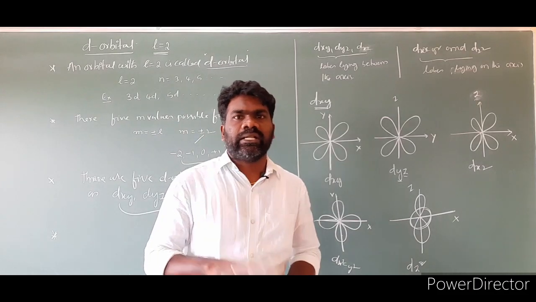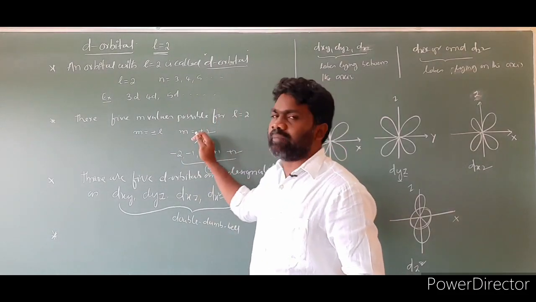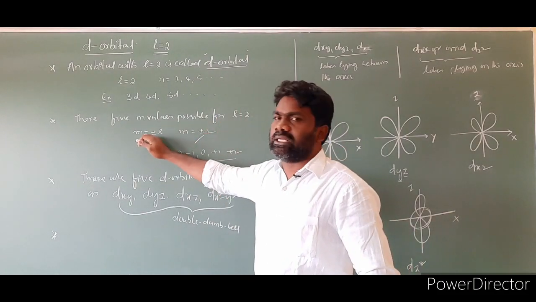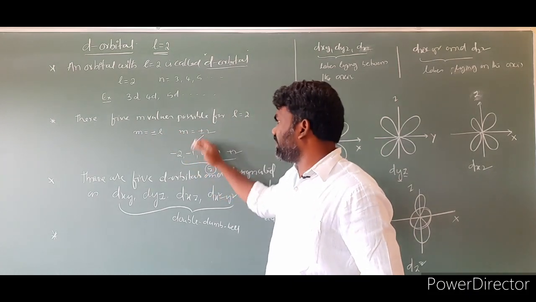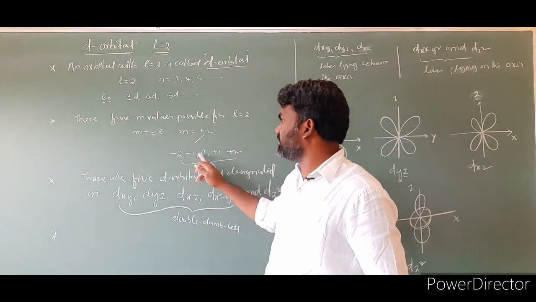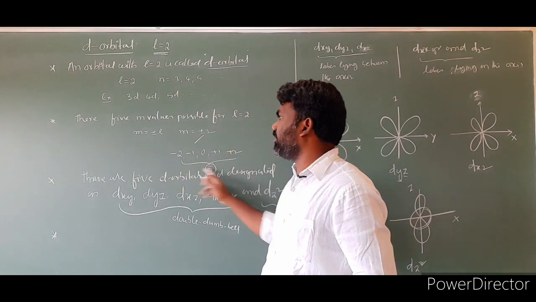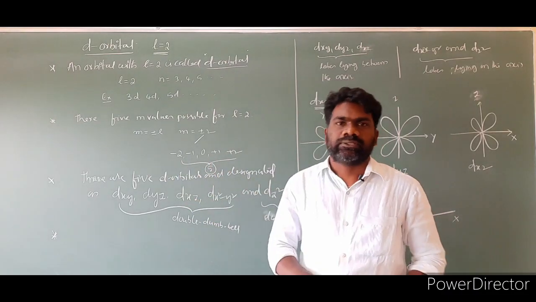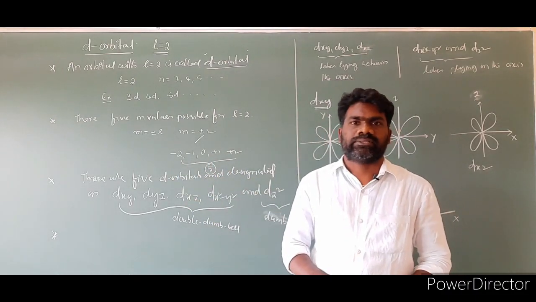On the basis of the magnetic quantum number, 5 d orbitals are possible. For a given L value, L equal to 2, 5 m values are possible. They are -2, -1, 0, +1, +2. So based on this point, we are writing 5 d orbitals. So these are the d orbitals.